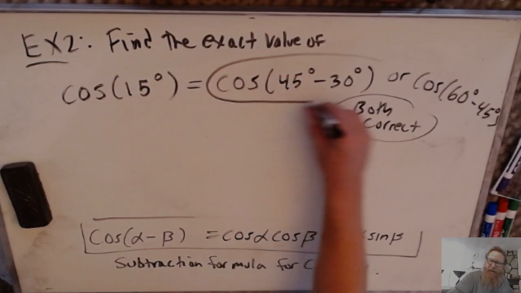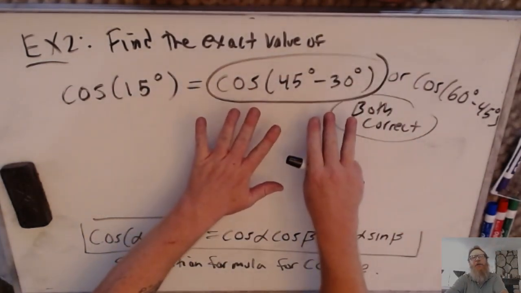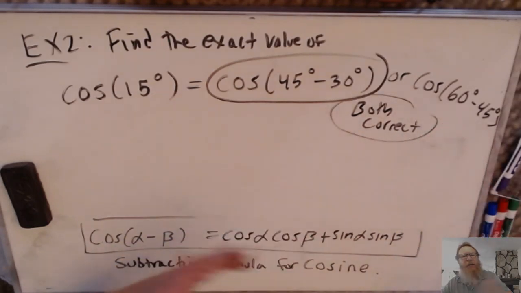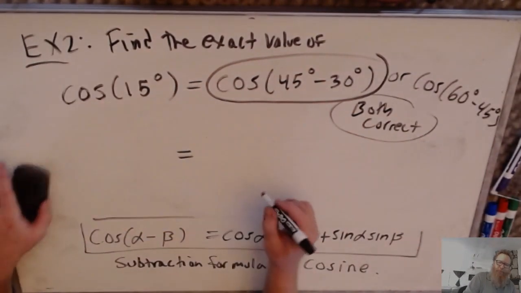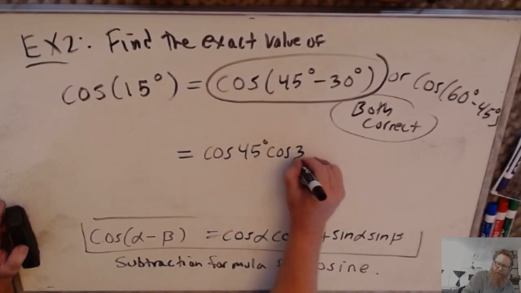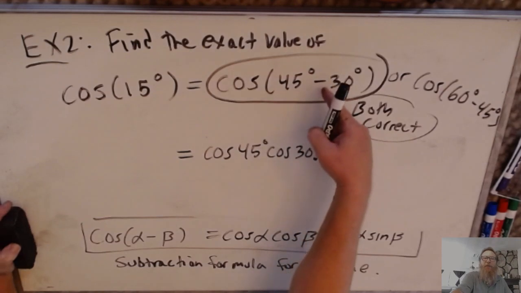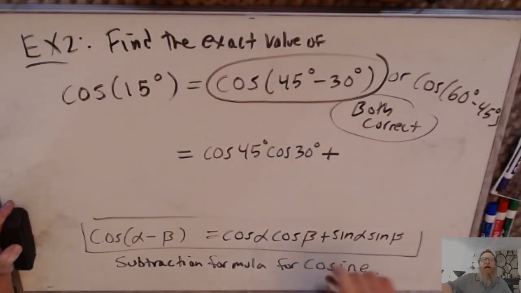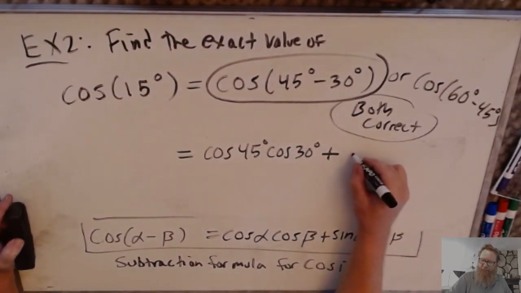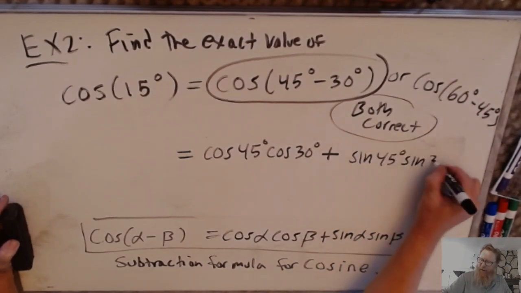For my example, I'm not going to do it twice. I'm going to do it this way, 45 minus 30. If you want to try it the other way, you should still get the same answer. So that'll be cosine 45, cosine 30, plus, right? So the difference formula changes to plus sine 45, sine 30.